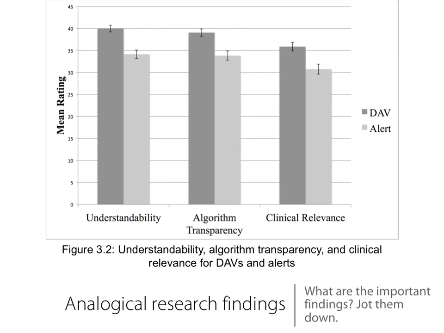Now I want you to look at this representation. This is a chart, and I want you to do the same thing again. What are the important findings of this? How would you describe them in words if you were to tell somebody else about them? Just jot these down as well.